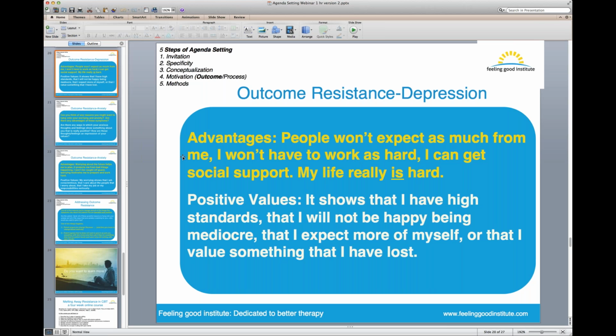There's the positive value piece, which I think is so important with adults and adolescents who have high standards, which is saying, hey, the fact that you're feeling really badly when you have bad grades shows that you have really high standards, that you're not happy being kind of mediocre or a B student, that you expect a lot of yourself. And isn't that something you could potentially feel proud of? Is that true about you? What does that show about you? And then I'll show you what you can do with that.